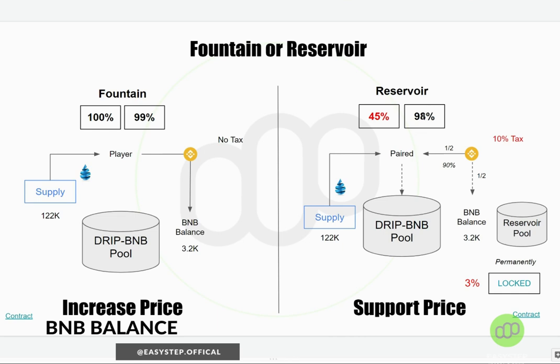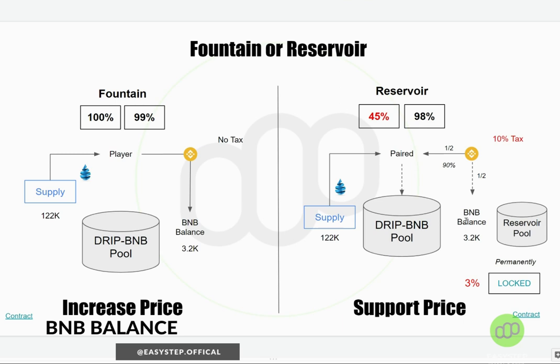3% of that BNB is permanently locked in liquidity. So that leaves 90% of BNB, which is used to buy DRIP and stake in the reservoir. Half of that 90% of BNB is used to buy DRIP. That creates an LP, and that's added to the DRIP BNB pool and affects the BNB balance. The other 45% is simply added to the BNB balance.